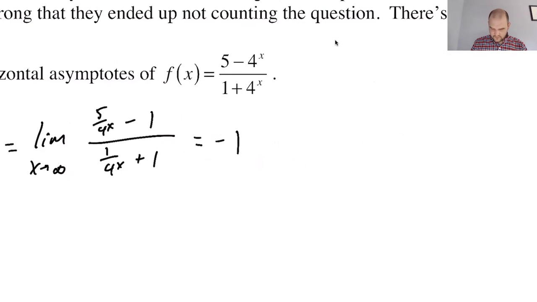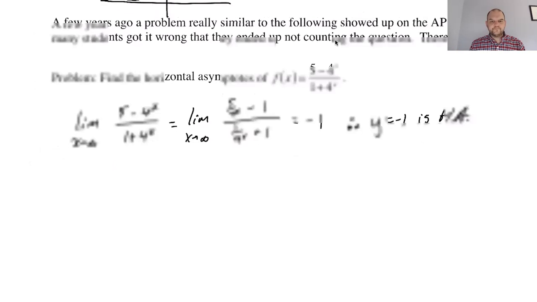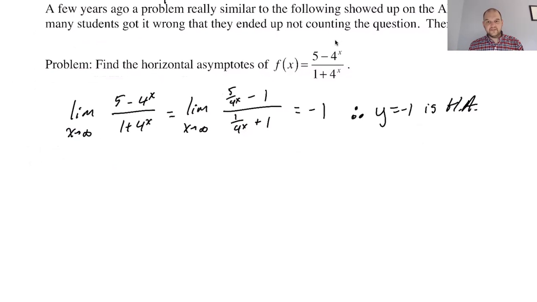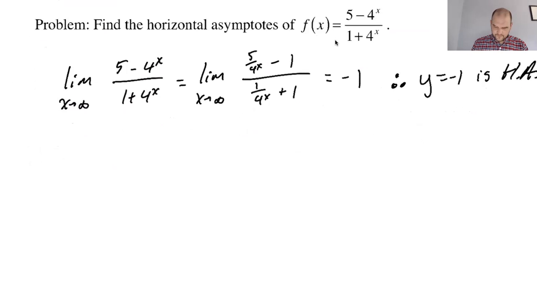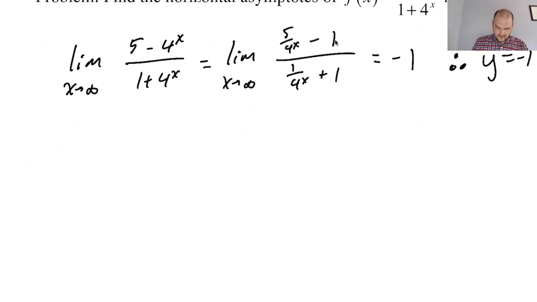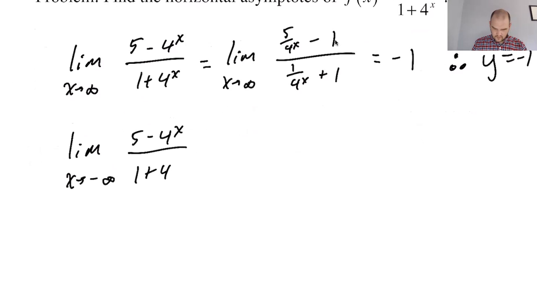So what did we find? We found, therefore, y equals negative 1 is a horizontal asymptote. Okay, that's as we go to positive infinity. Let's go to negative infinity. So negative infinity, I like to do these a little differently. I like to think of the graph. So it'll be (5 minus 4 to the x) over (1 plus 4 to the x).